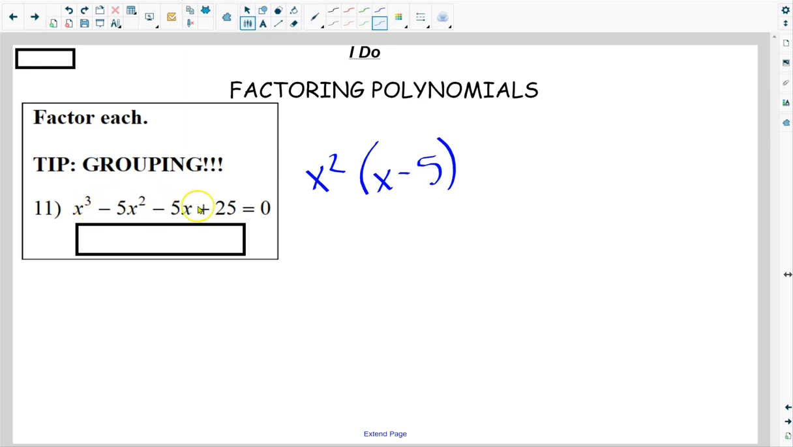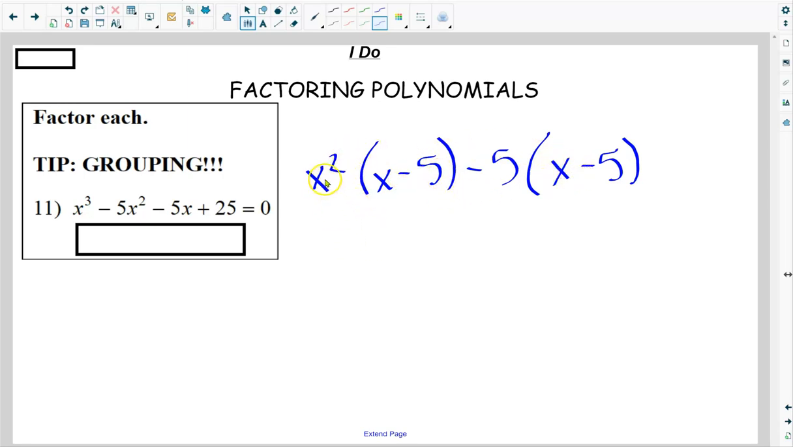Now I come to this guy. They both have a 5. This guy's got the negative, okay, so I'm gonna take out a negative 5. Pay attention. So this negative 5, if I pull it out, it leaves an x. This is a plus 25. So if I divide by negative 25, I'm left with y, because negative and negative will give me a positive again. Okay. Now you guys will notice that this guy and this guy match.